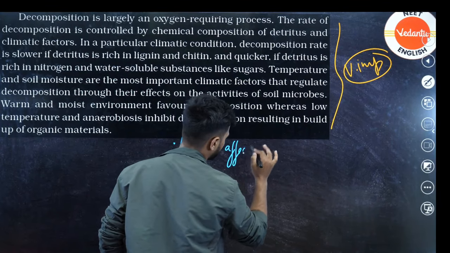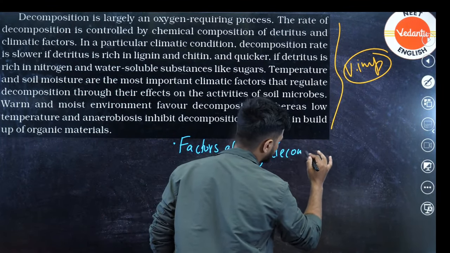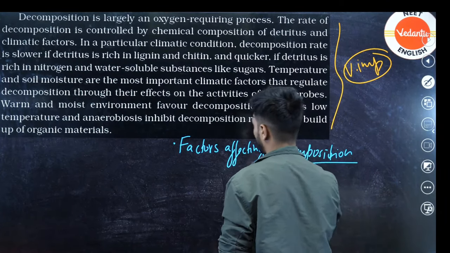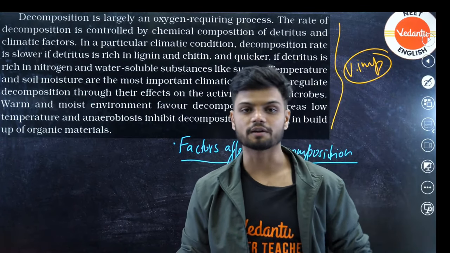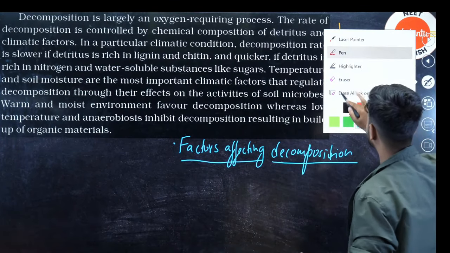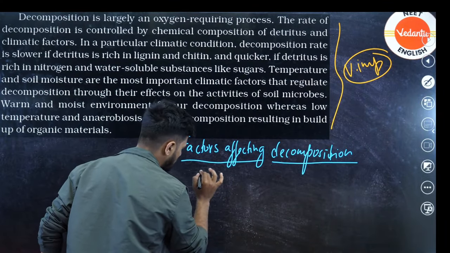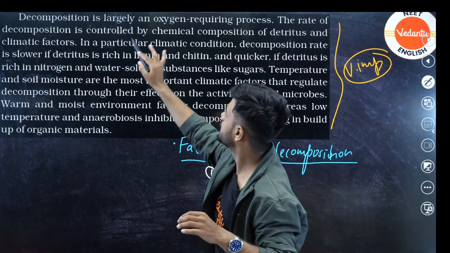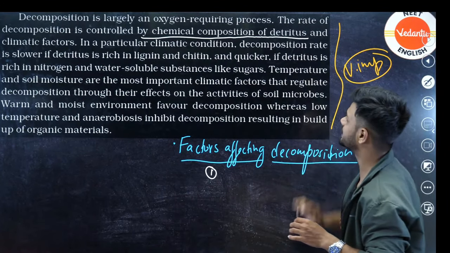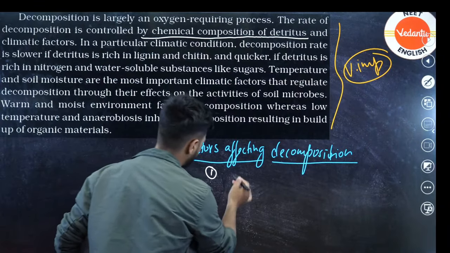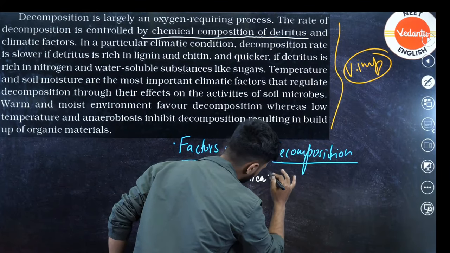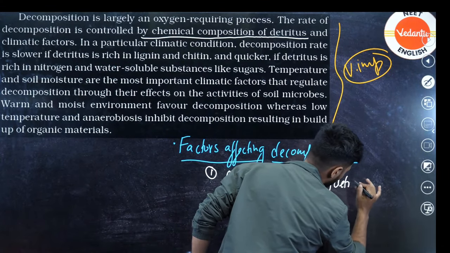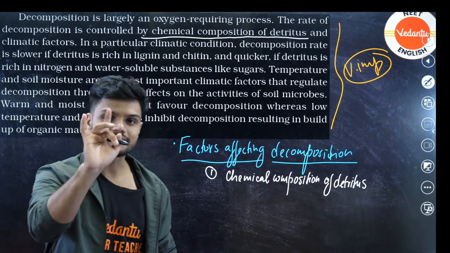Factors affecting decomposition. This is very important. What are the different factors which are involved in the decomposition? Write down one by one. The first point here: the rate of decomposition is controlled by the chemical composition of detritus. That is the first point here.